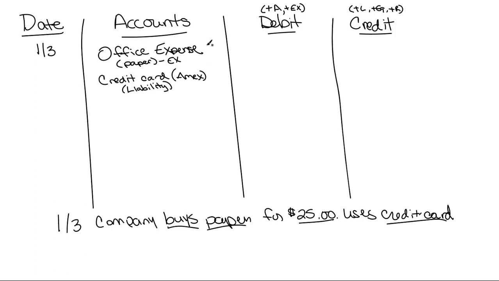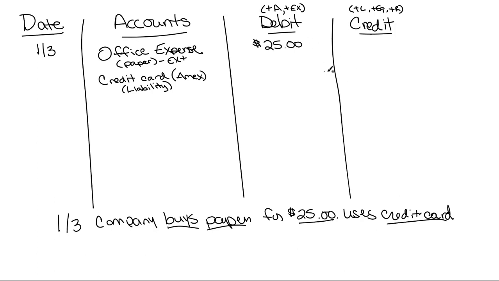Now I need to determine, is my expense increasing or decreasing? Well, if I had not spent any money on office expenses this year and I spent $25 to buy paper, my expense went up, right? So I'm going to put a little plus here. Expense plus. So expense went up. So the expense is my debit.